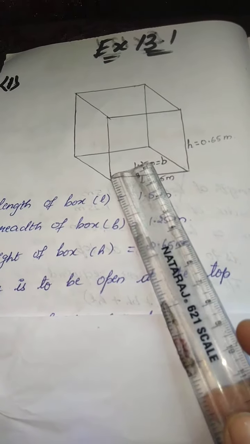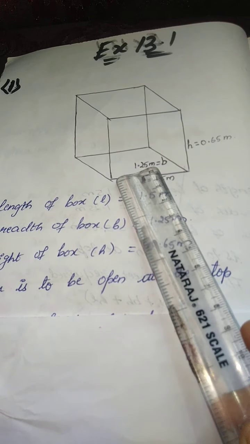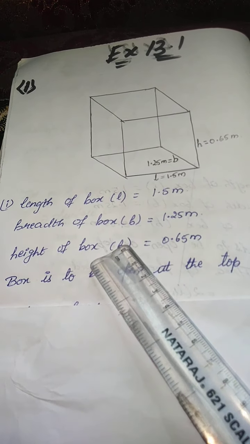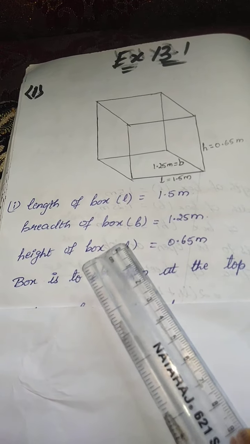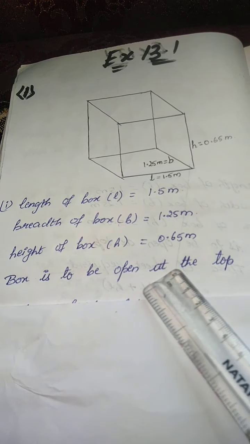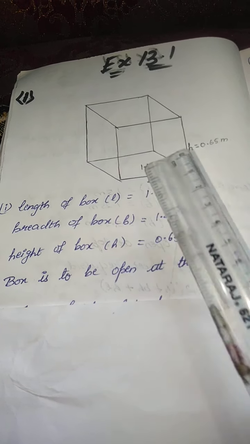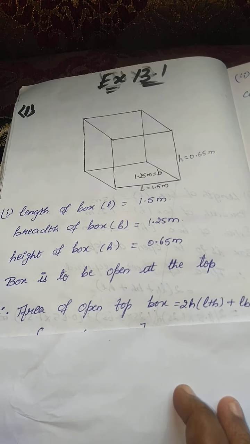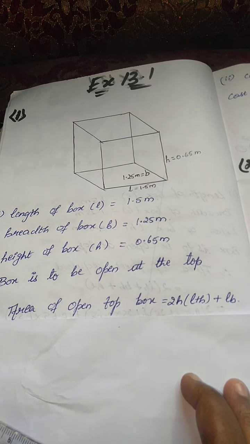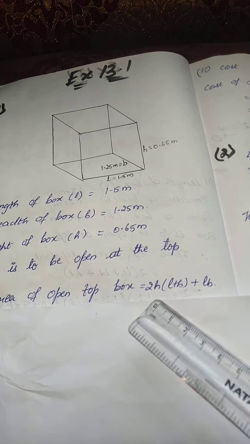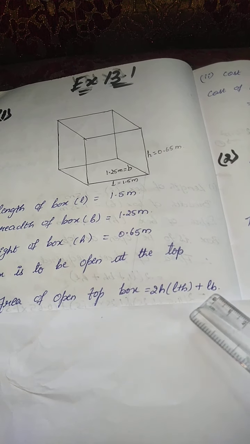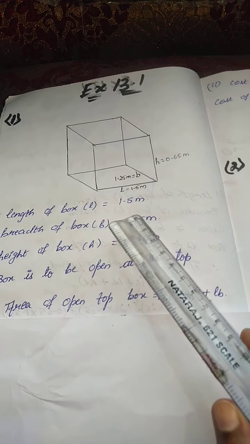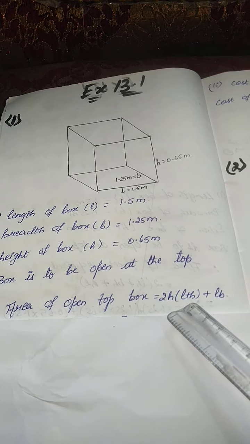Okay, children, this is the box where they have given the length, breadth and height. Kindly draw this in your notebooks. And I have again written what is the length, breadth and height given. And in your question, they have already given the box is to be open at the top. Hence, when the box is open at the top, the remaining faces will be only 5, children. So, area of the top open box for 5 faces, that formula I am going to write now: 2h into (L plus B) plus L into B. What is the height? Height is 0.65 meters, length 1.5 meters and 1.25 meters is your breadth.